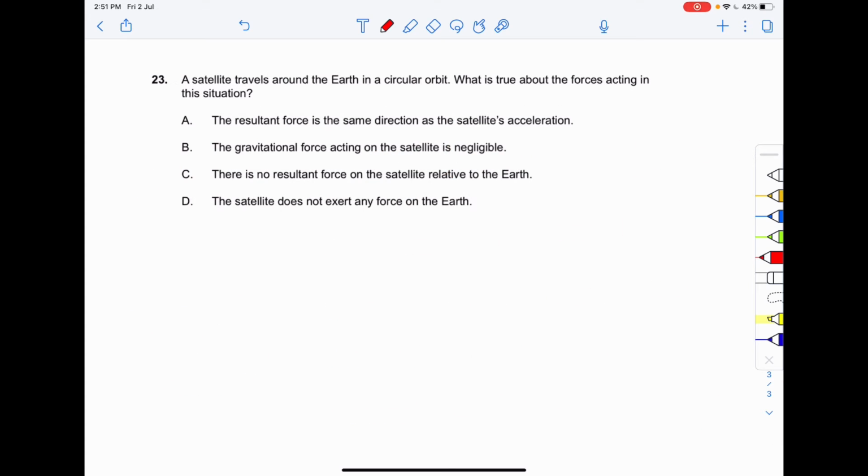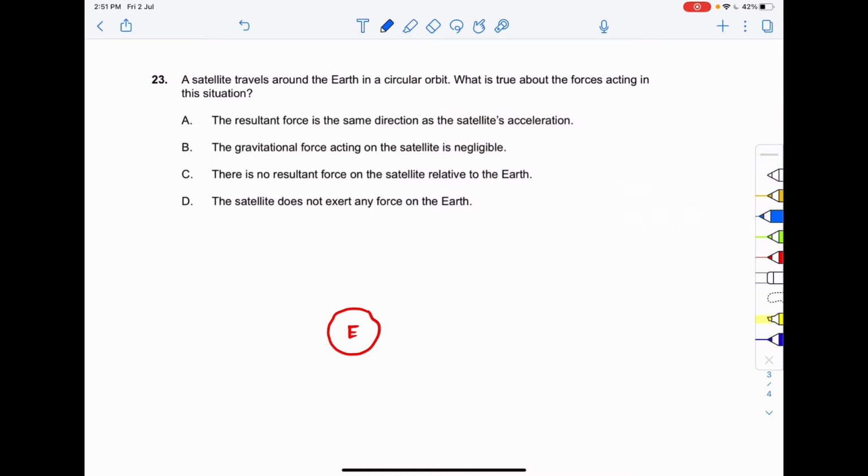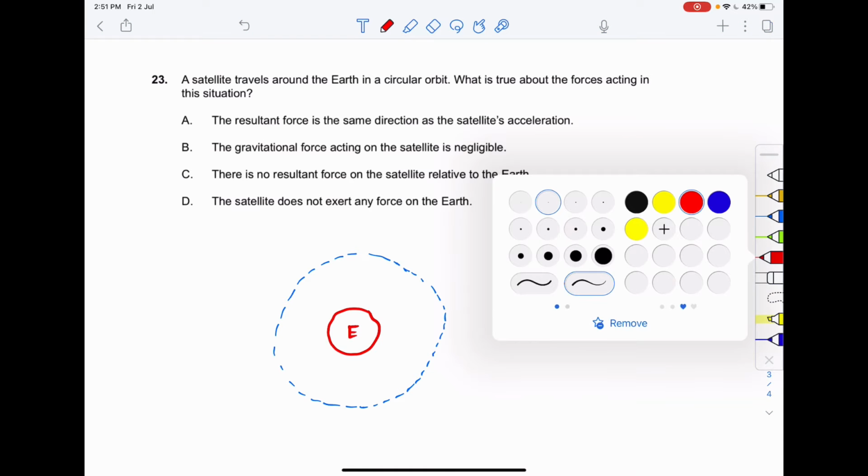So proceeding on to the next question, that is question number 23. A satellite travels around the earth in a circular orbit. What is true about the forces acting in this situation? Suppose this is E, that is the earth, and suppose this is the trajectory of the satellite. So the satellite is traveling around the earth.